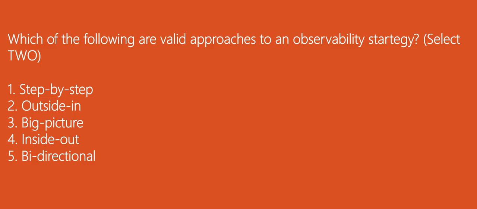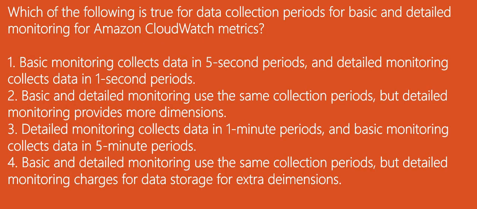Now the next question is: which of the following is true for the data collection period for basic and detailed monitoring for Amazon CloudWatch metrics? Now this is a very good question, and you can see the options are very confusing and almost similar. There is a minor difference. First is basic monitoring collects data in 5-second periods, and detailed monitoring collects data in 1-second periods. Second is basic and detailed monitoring use the same collection periods, but detailed monitoring provides more dimensions.